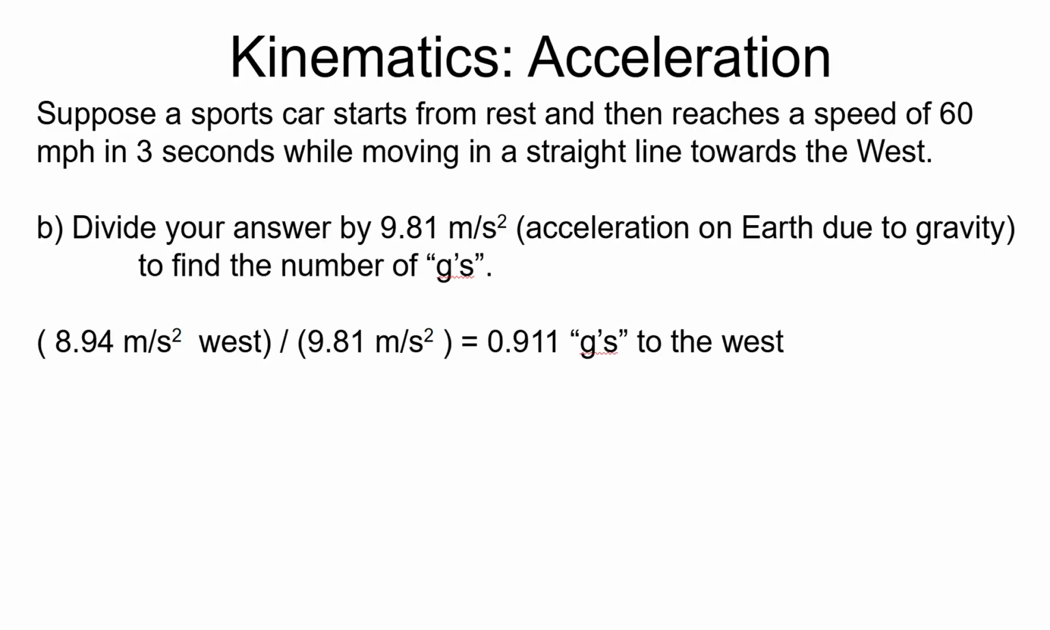What about the feel of this? How many G's is the driver or passenger in the car experiencing? Well, to get that number, we just divide by the acceleration of gravity magnitude, 9.81 meters per second squared, and we find that the number of G's is 0.911 G's. It's a little less than 1 full G, and we don't need the direction here, but it is to the west.